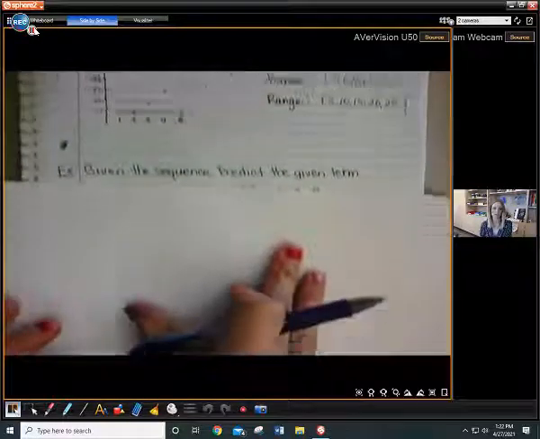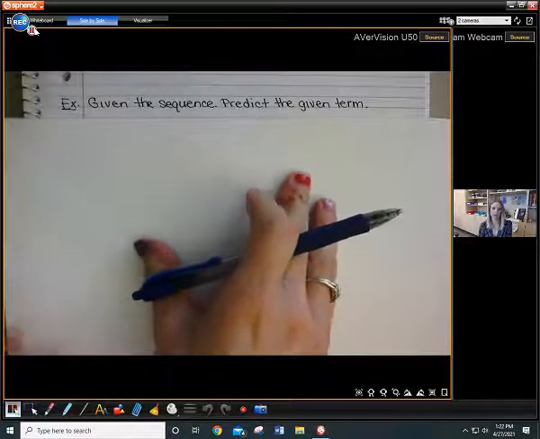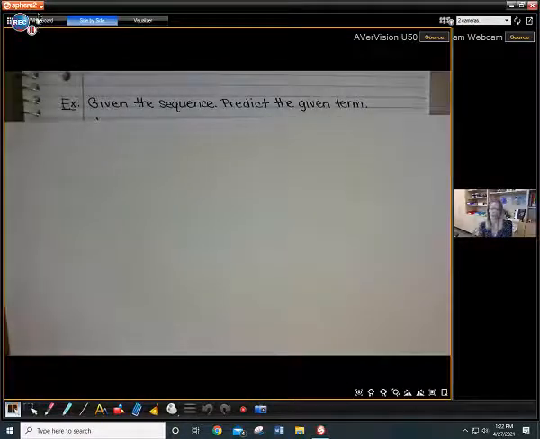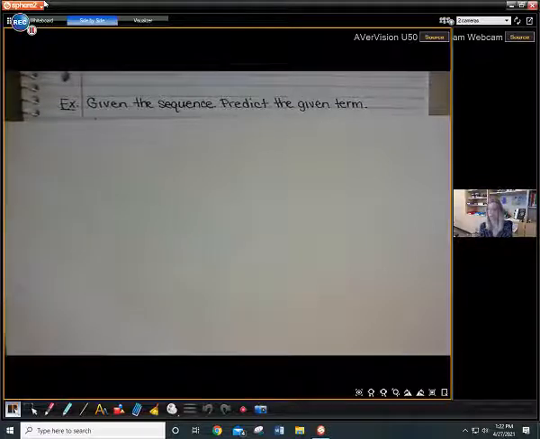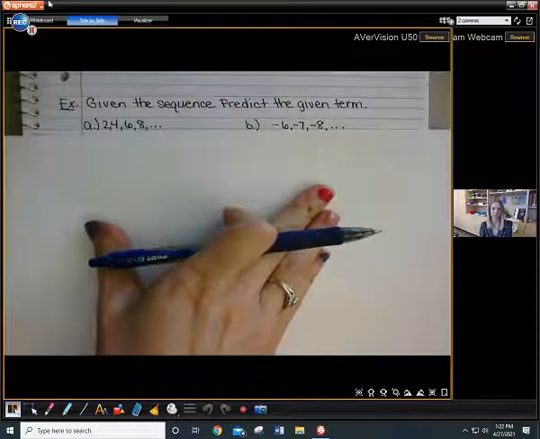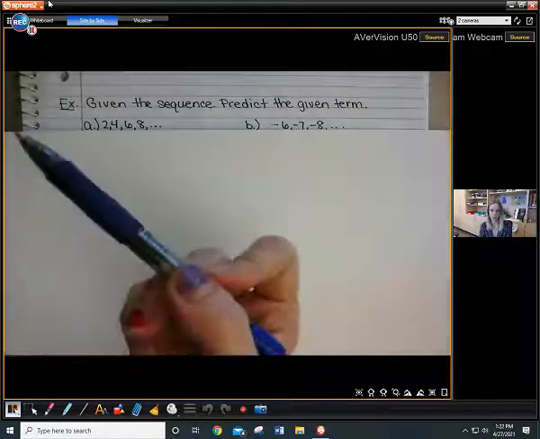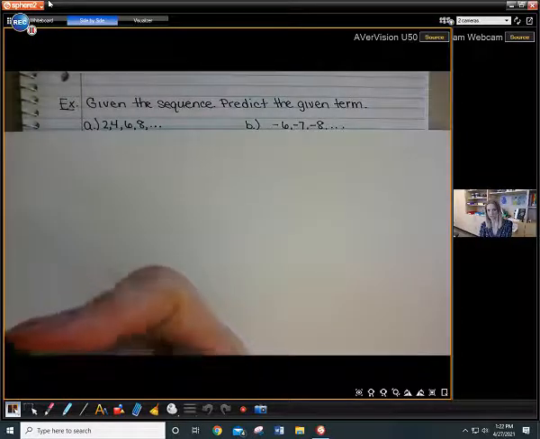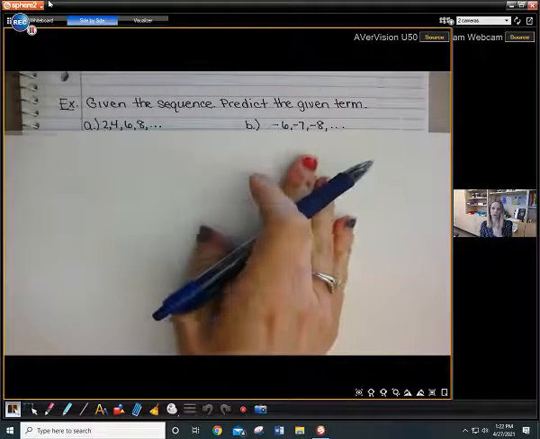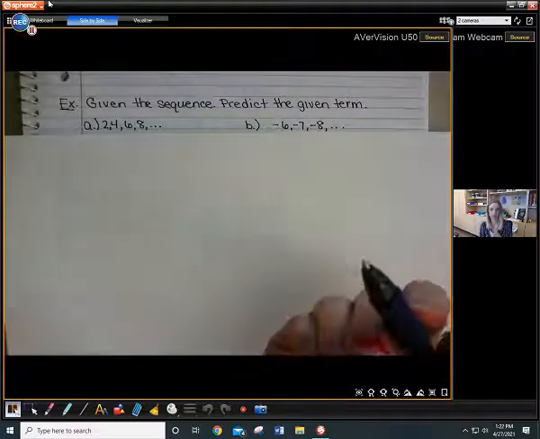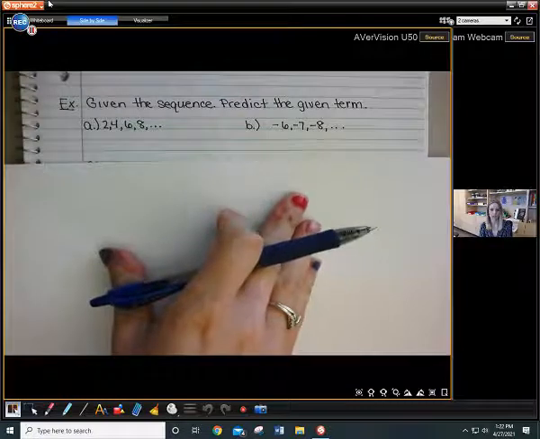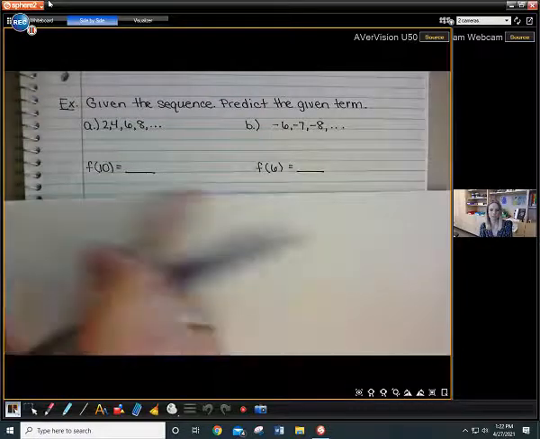All right, so then other examples will be, if I give you a sequence, can you predict a given term? So maybe I ask you to predict the next term, or maybe I ask you to predict the term that's like 5 spots down the road. All right, so for example, I'll start off easier. If I give you 2, 4, 6, 8, and then you continue on, or I give you a sequence, -6, -7, -8, can you find f of 10?